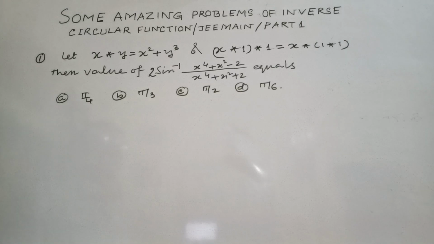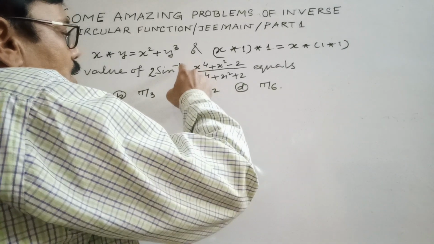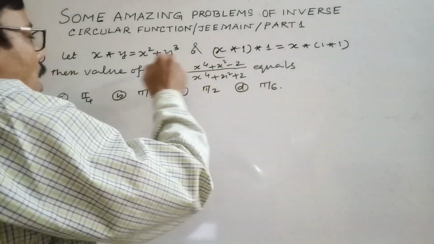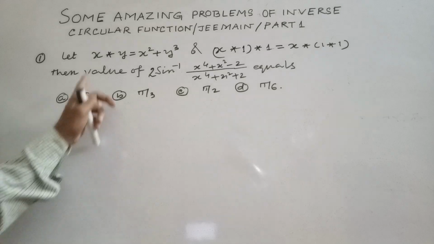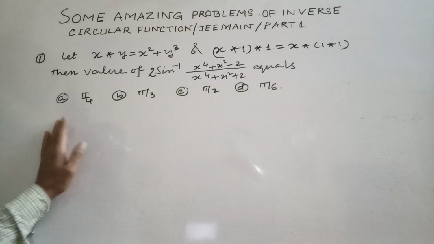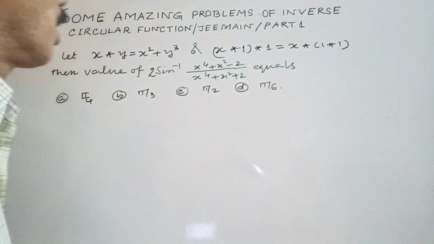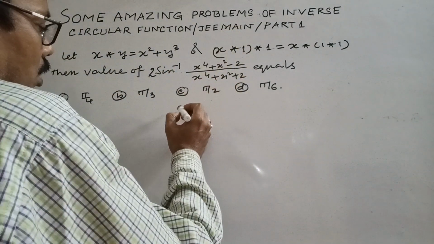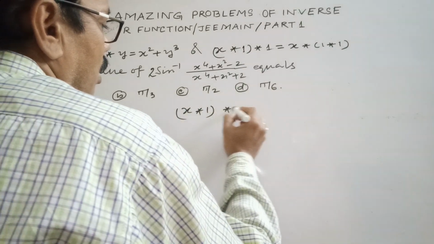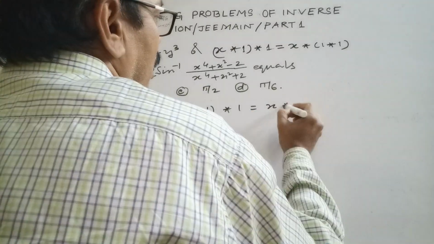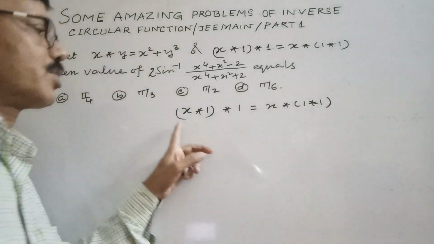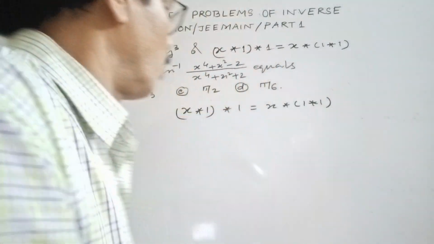Now you know sin inverse. So this is the argument. So you have to simplify the argument by using the given relation in terms of binary operation. Now look, x star 1, x star 1 plus 1 star 1. So that is, star satisfies the associative law.